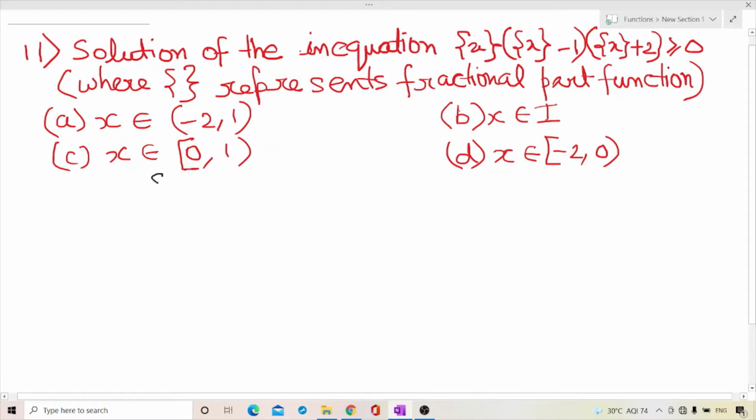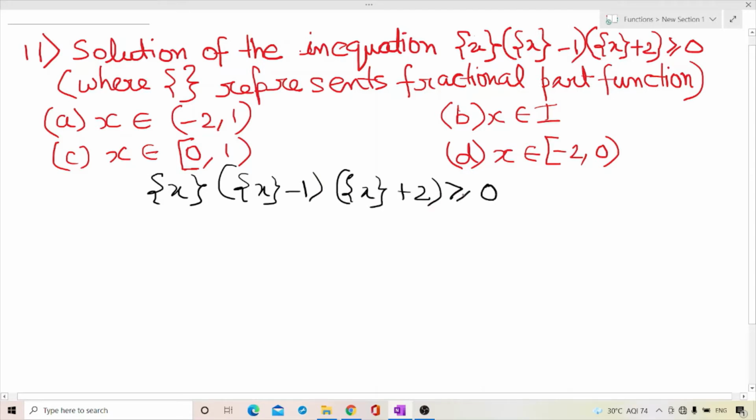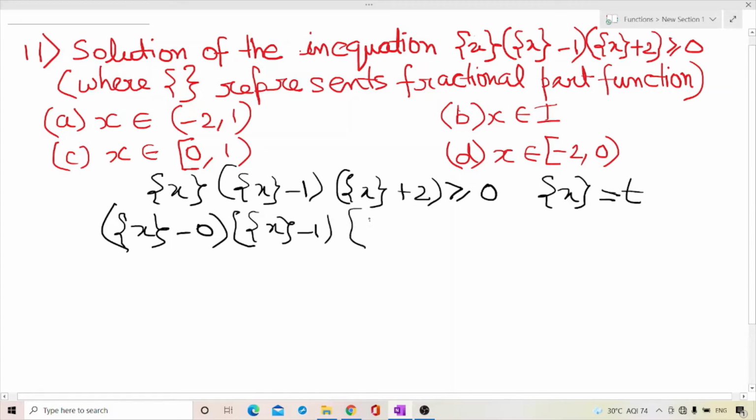So we have the inequation {x}({x} - 1)({x} + 2) ≥ 0. Okay, so I can proceed with taking the fractional part of x to be any variable like t, or I can simply proceed with the fractional part of x also. So here I see this {x} can be written as {x} - 0, and this one {x} - 1, and this one {x} + 2, greater than or equal to 0.